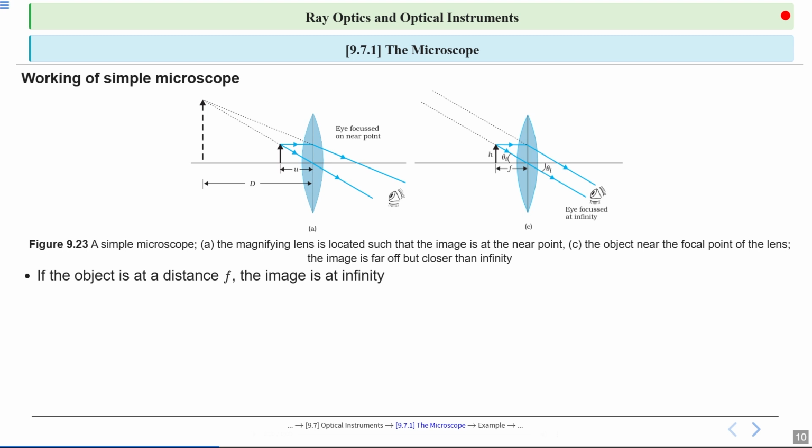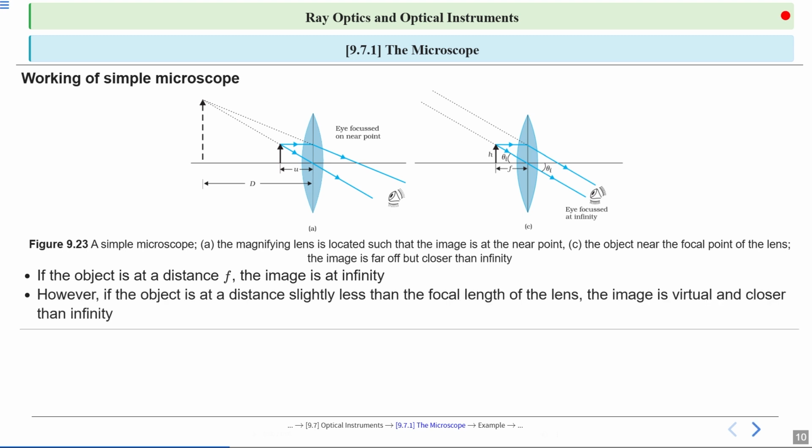Now let's consider what happens when the object is placed at a distance equal to the focal length of the lens. In this scenario, the image is formed at infinity. This means the light rays are parallel after passing through the lens, making the image appear very far away. This setup is useful for reducing eye strain when viewing objects for extended periods.